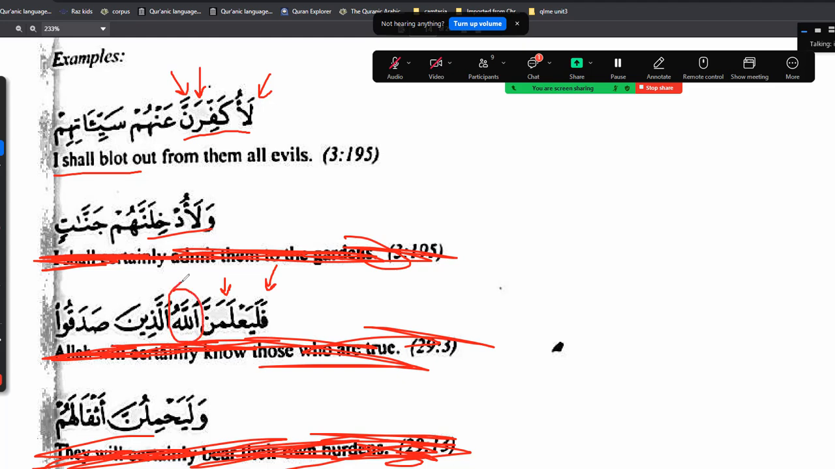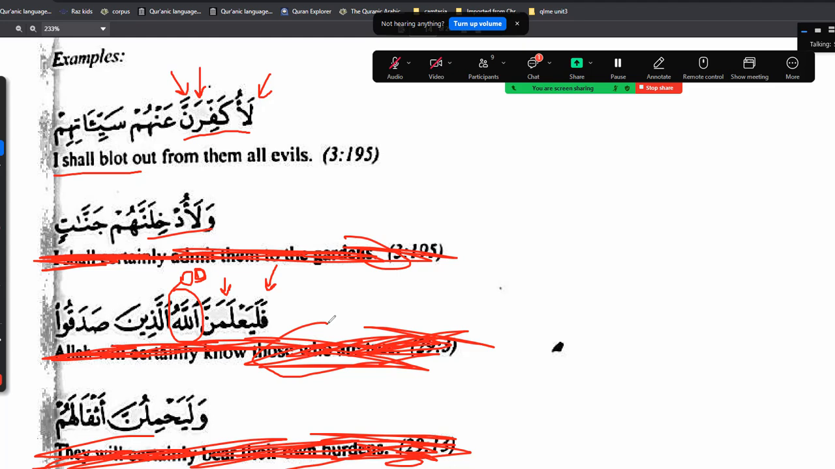Allah will surely, definitely know. Alladhina sadaqu. What is the meaning? Those who are truthful. Very good, MashaAllah. Sadaqa is truth, right? Sadaqu, they are truthful.